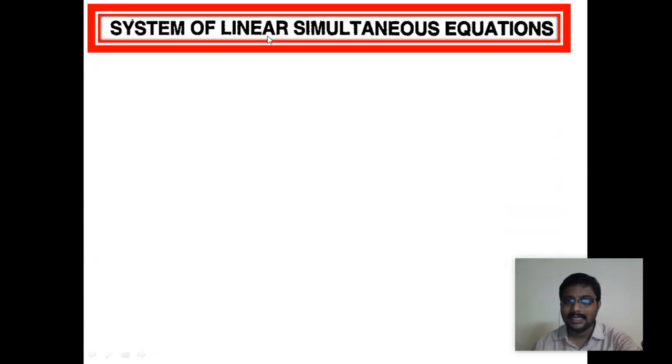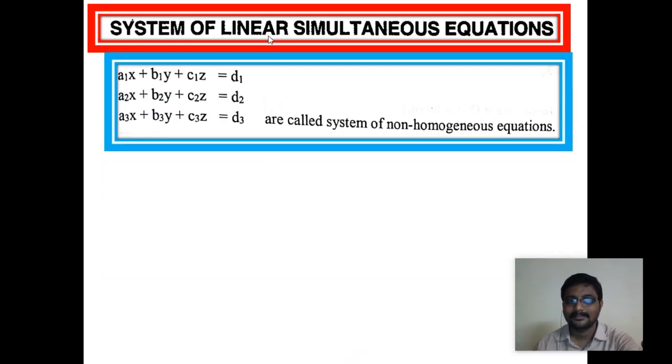System of linear simultaneous equations. Equations of the form a1x plus b1y plus c1z is d1, a2x plus b2y plus c2z is d2, a3x plus b3y plus c3z is d3 are called non-homogeneous equations. Suppose the right hand sides are zeros, then they are called homogeneous equations.